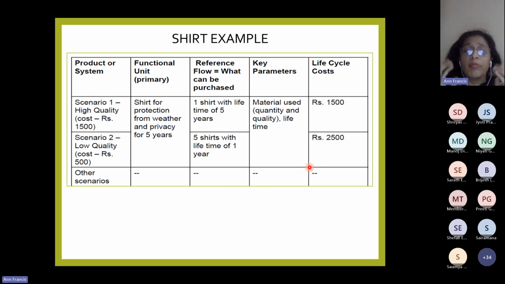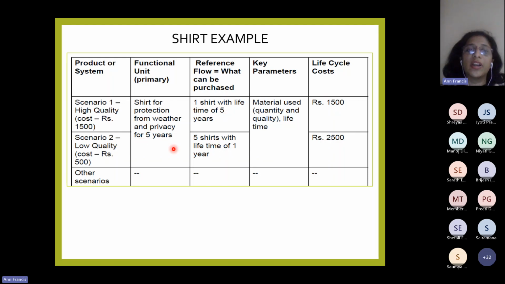Now, to bring you a more relatable example, let's say I'm talking about the shirt that we are using. I have an option to buy one shirt which is of high quality material and use it for 5 years. Or I have an option to buy a low quality material shirt and use it for 1 year and then keep purchasing 5 shirts for use over 5 years. So you must understand. If it's a high quality shirt, I would be using one shirt with a lifetime of 5 years, and in the other case, I would be using 5 shirts with a lifetime of 1 year each for the same time period of 5 years.